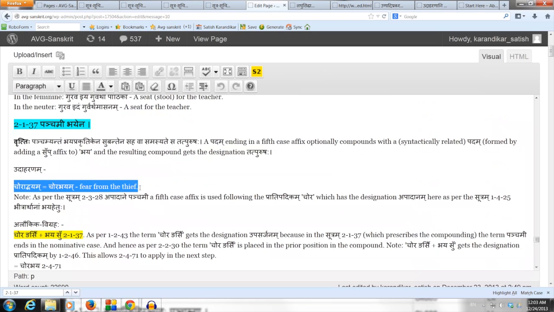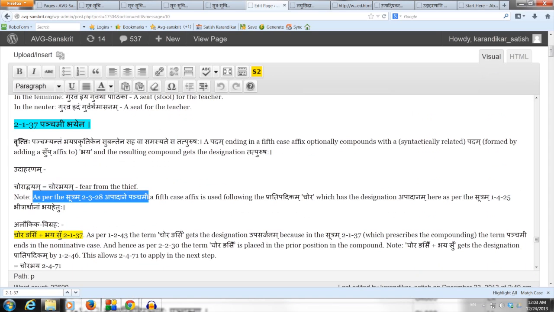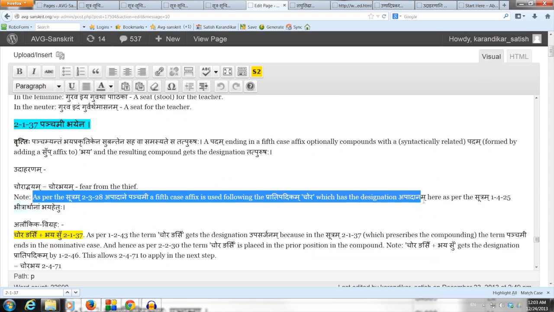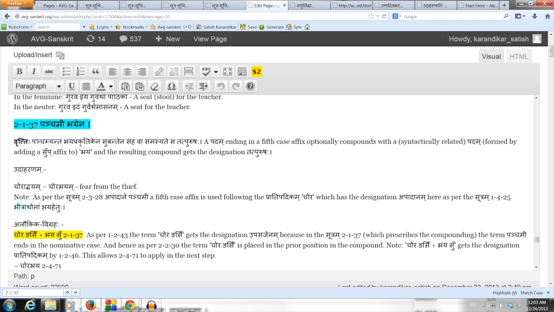Example here is chorad bhayam equals chor bhayam, fear from the thief. The note here says that as per the Sutram 2.3.28, apadane panchami, a fifth case affix is used following the pratipadikam chora, which has a designation apadanam here as per the Sutram 1.4.25, bhitrarthanam bhayahetuhu. The thief is the cause of the fear, the bhayahetuhu. Therefore, chora gets the apadana sanya by 1.4.25, and then as per 2.3.28, it takes the fifth case affix.